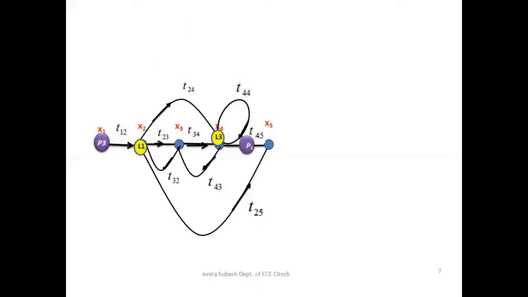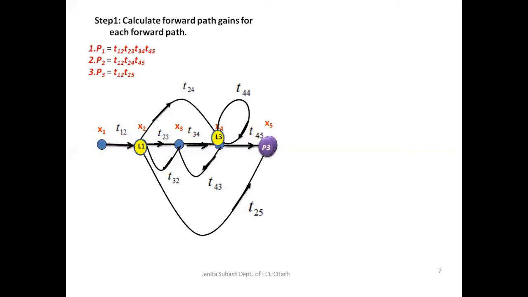With respect to the first forward path, the path gain is a product of T12, T23, T34 and T45. That is what we have identified and I have represented it here. And P2, the forward path gain, is given by T12, T24 and T45. And P3 is identified as T12, T25.